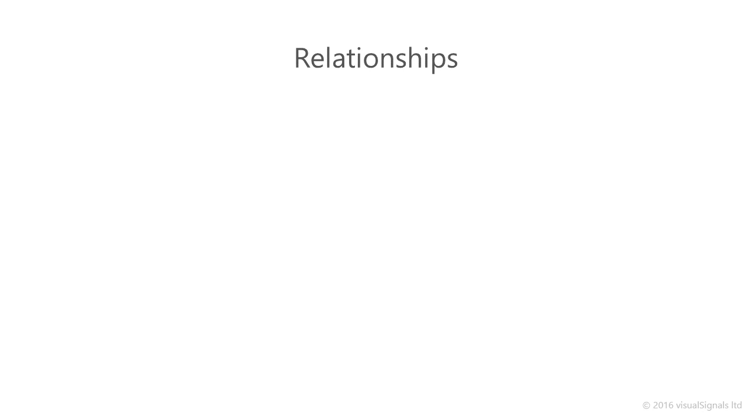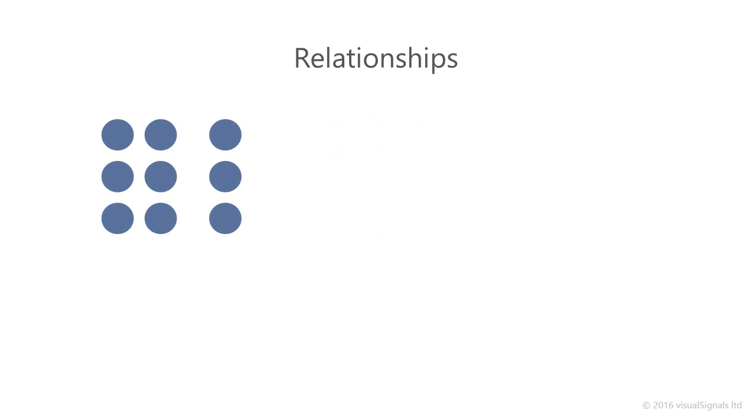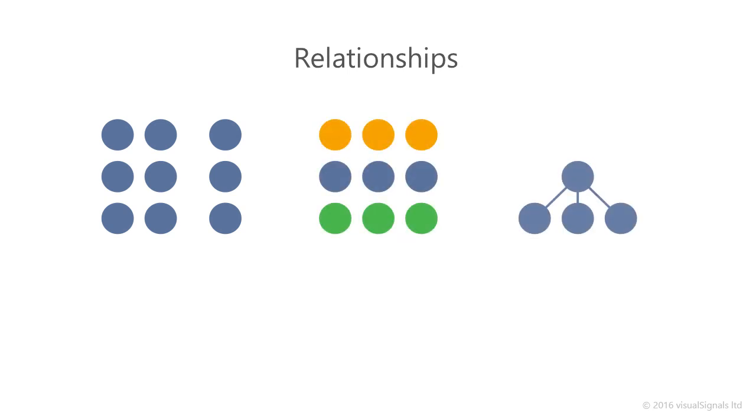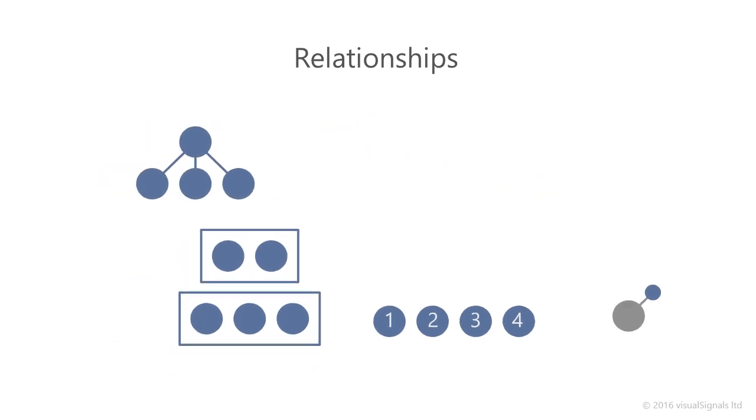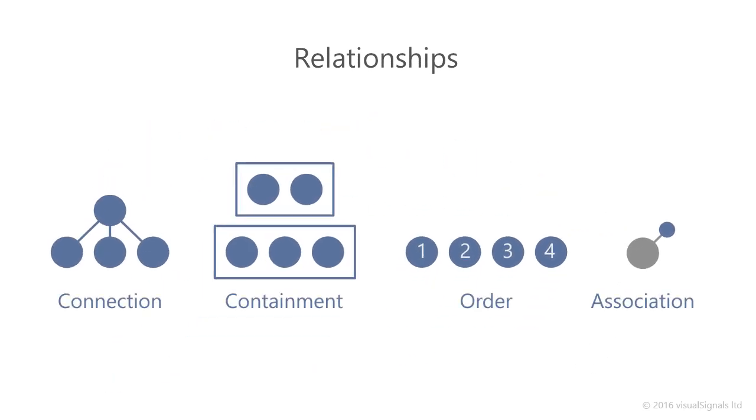Visual relationships can be expressed in a number of different ways. For example, by position and proximity, by colour, by connection, by containment or enclosure, by order and by association. There are many more like texture, size and of course shape, but 4 of these relationships stand out in particular when using Visio.